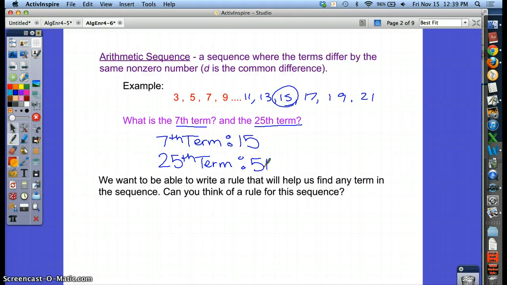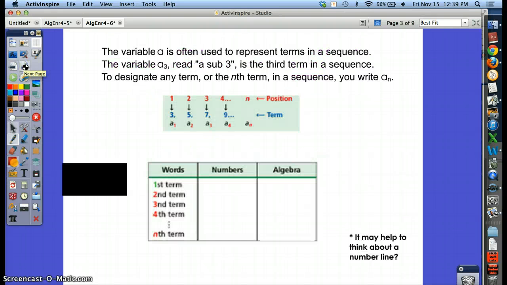So let's try to come up with an equation that is going to allow us to do this quicker instead of having to list them all out. First, we need to be able to write and notate some things. In algebra, we have specific ways we write things. So we're going to use A to represent the term in the sequence, okay? And you're going to add a subscript to that.